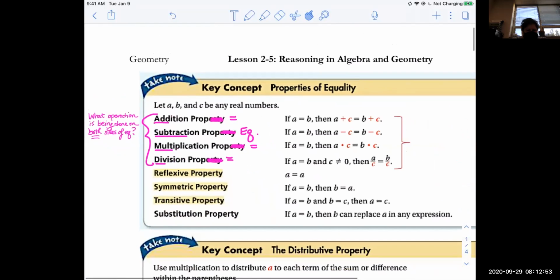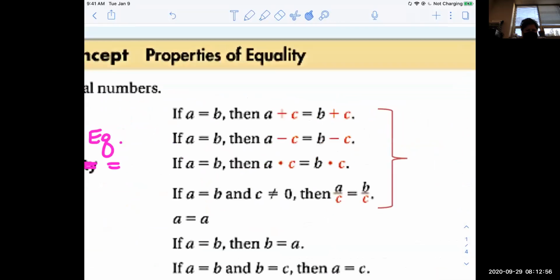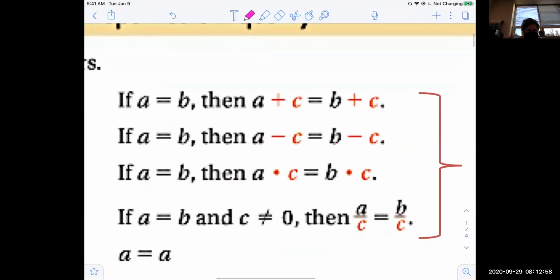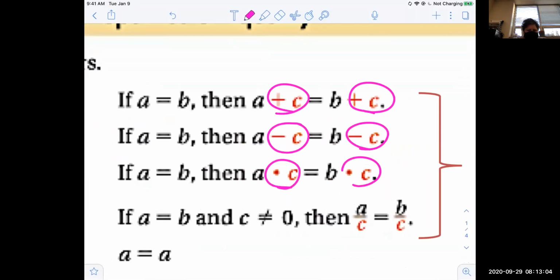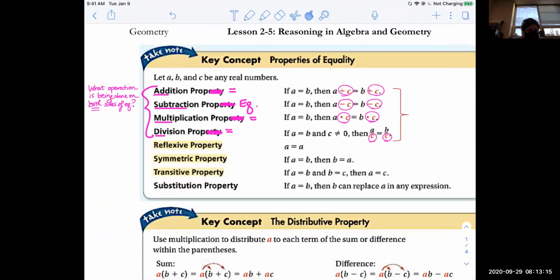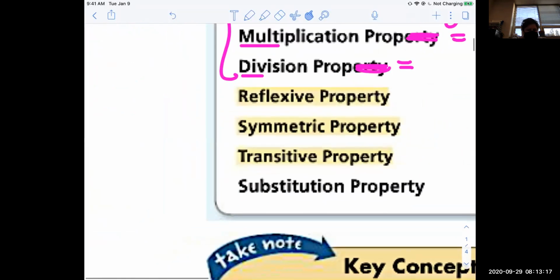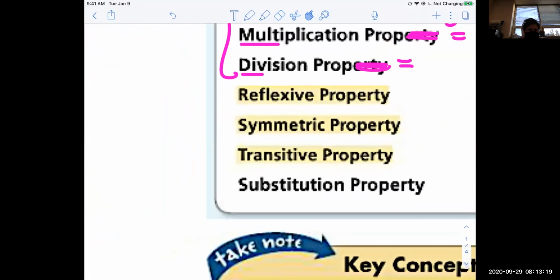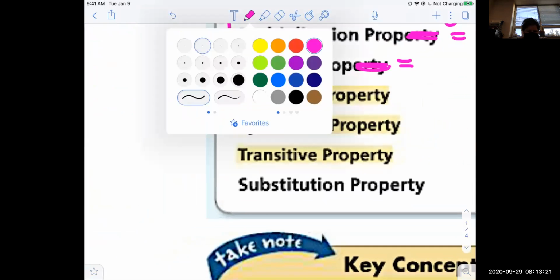You'll see right here, it's adding C on both sides, or subtracting C on both sides, multiplying C on both sides, dividing C on both sides, where C is not equal to 0. Remember, you're not allowed to divide by 0. That's why it says not equal to 0. But all of those are operations. The next 3 kind of go together, and they are ones that you probably are not familiar with.